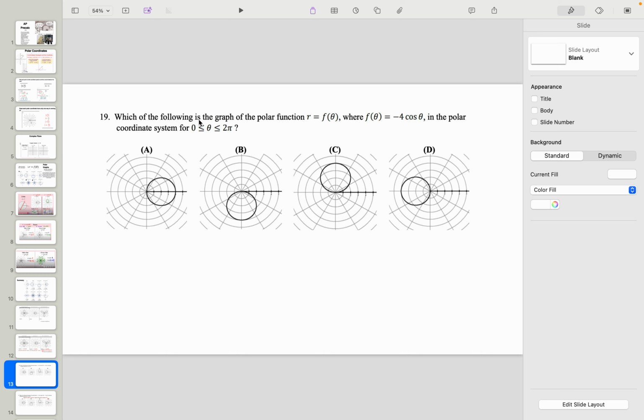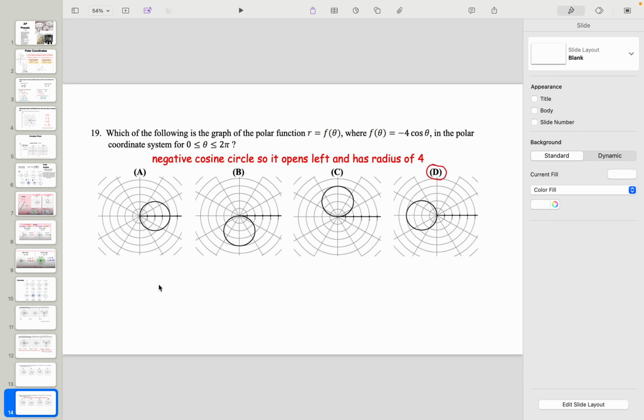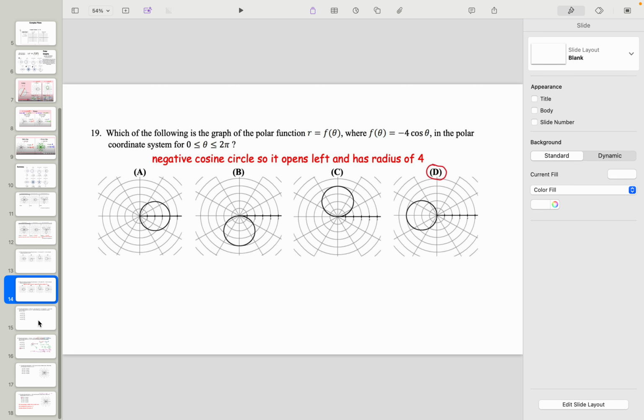Which of the following is the graph of the polar function r = -4 cosine in the polar coordinate system? Right, so this you only have a choice of a circle because there's no value with the theta. And after you try, see, did you get it? Right, there's a negative, so it's opening to the left. It's on the axis, so it has to be choice D.